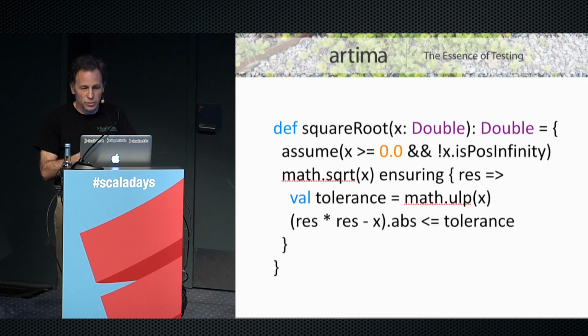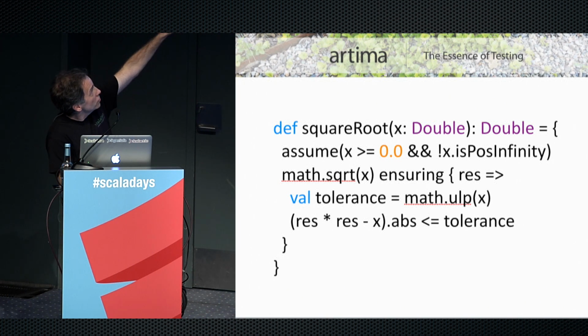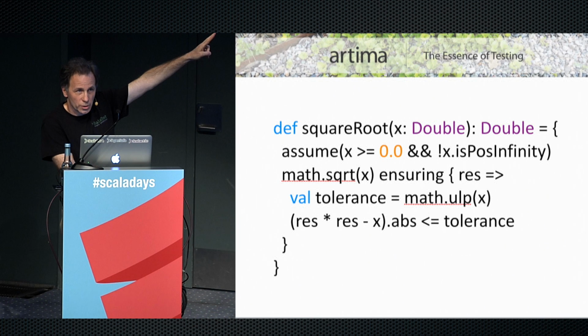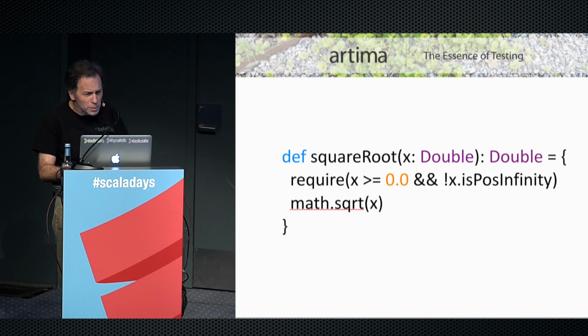Essentially, you put it in your production code. And in Scala, you can turn these off. Assume can be turned off. Ensuring can be turned off. It can be elided in your production code if you want. But not many people do that.